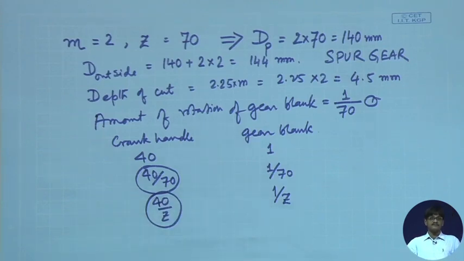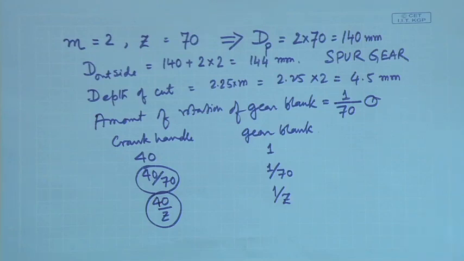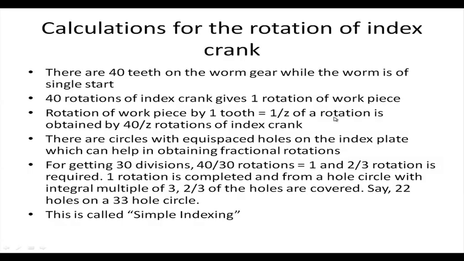40 by z. If you have 25 teeth to be cut, it will be 40 by 25, and therefore, let us have a quick look how this can be worked out. So, we can go to the next one. Okay. I have written all the discussions that we have made here one by one, that is there are 40 teeth on the worm gear, 40 rotations, etc. All these things are known to you. We need not discuss, we can take it up from the 5th point for getting 30 divisions.